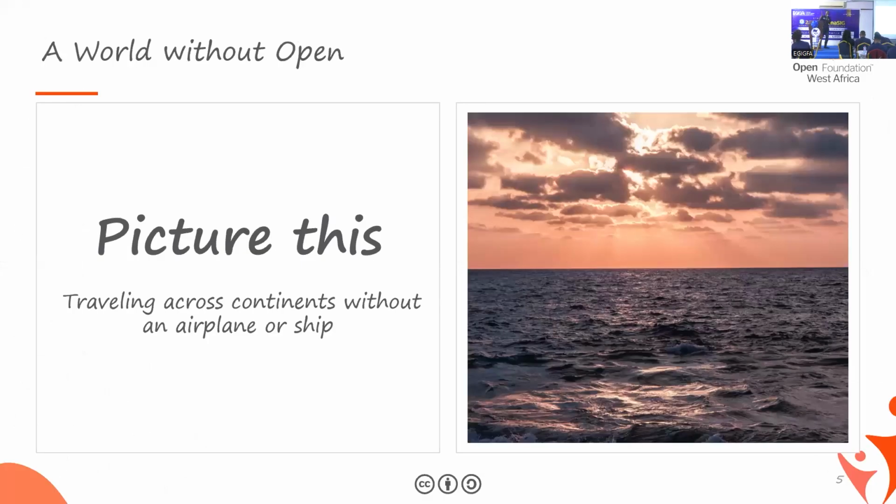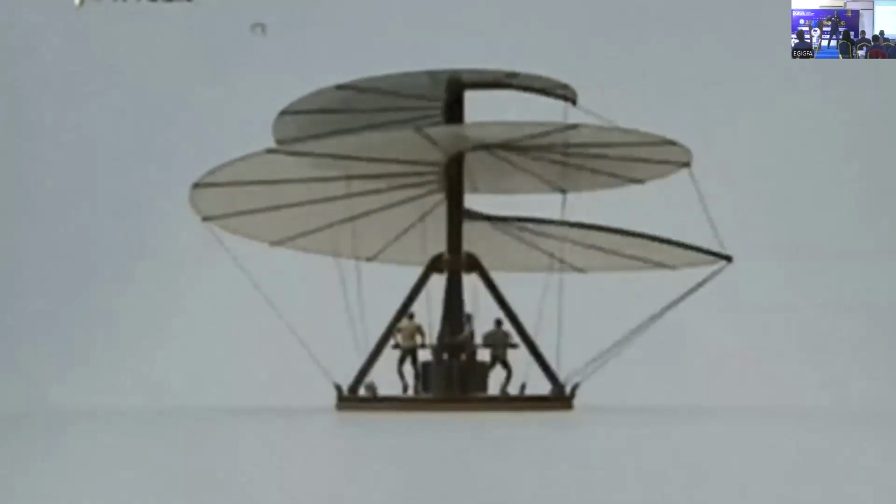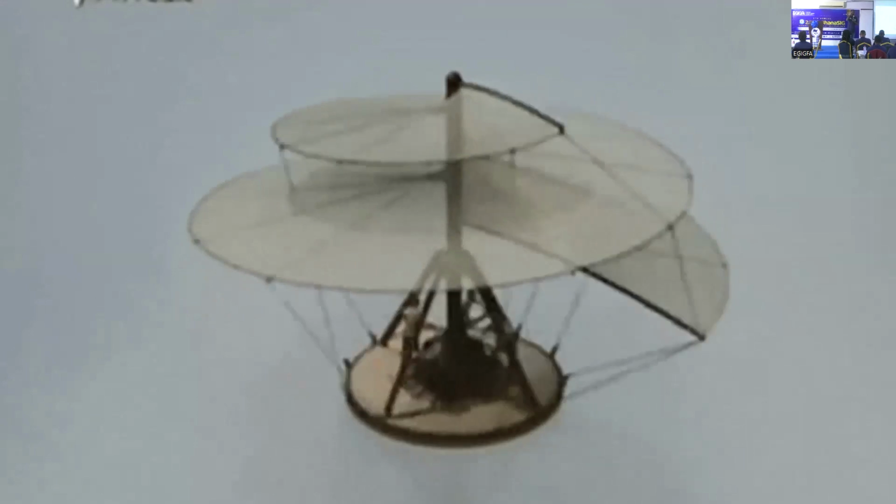So let's look at a world without open. Let's envision a world without open. Being on the ocean, no boundary, nothing. Or like you are up in the skies, no traffic. Up there, there's no traffic, it is open, right? So this is a story of the first airplane. I hope you all know of it. Who invented the airplane?